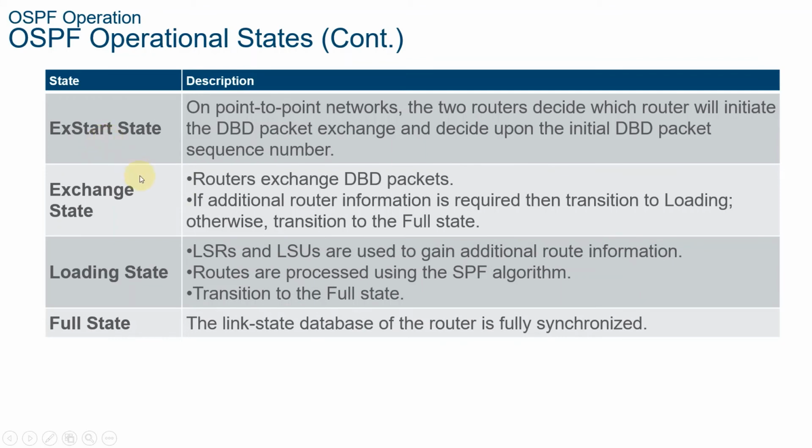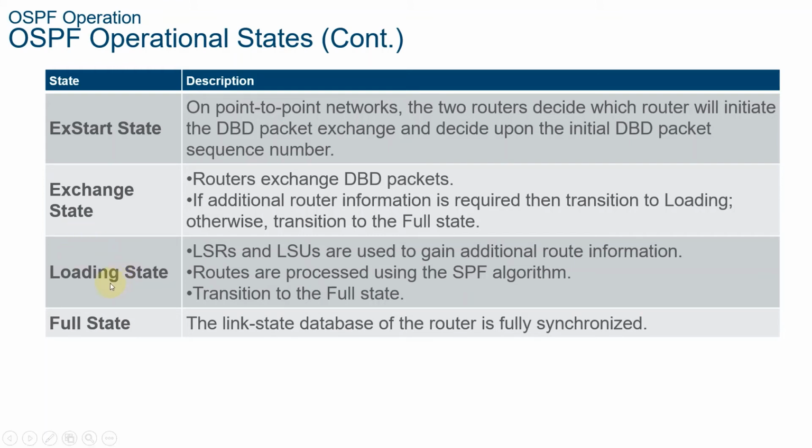On the ExStart state, on point-to-point networks, the two routers decide which router will initiate the DBD packet exchange and decide upon the initial DBD packet sequence number. The next state would be the exchange state, where routers exchange DBD packets. If additional router information is required, then transition to loading, otherwise transition to the full state.